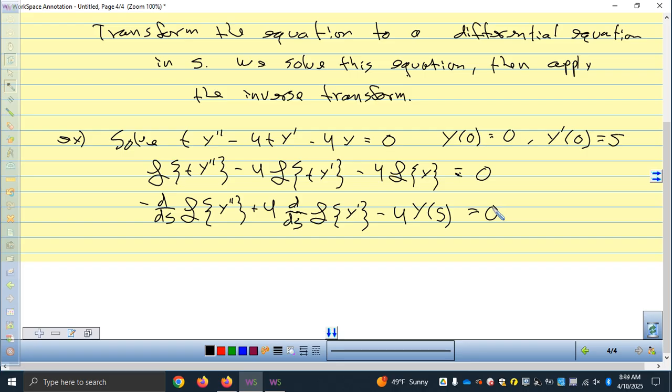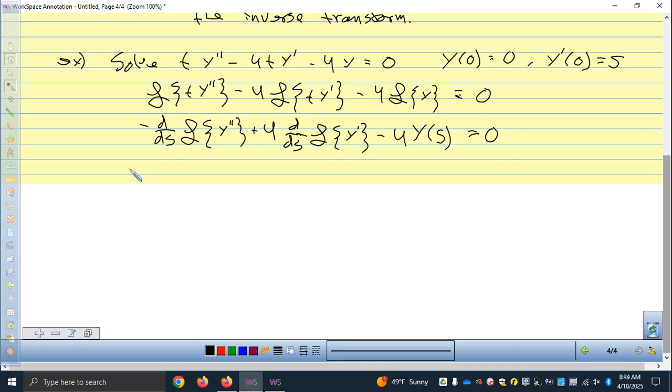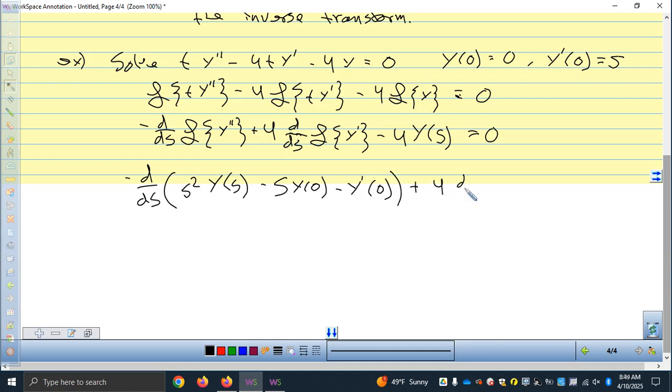So really what we've done here is add another layer on top of the type of differential equations we've already solved, because we've done differential equations with the transform of y double prime, y prime, and y. So we end up taking some derivatives with respect to s once we do the transforms. So this is minus the derivative with respect to s of s squared Y of s minus s y of 0 minus y prime of 0, plus 4 derivative with respect to s of s Y of s minus y of 0. I know y of 0 is 0, I'm just writing things out explicitly. Minus 4 Y of s equals 0.